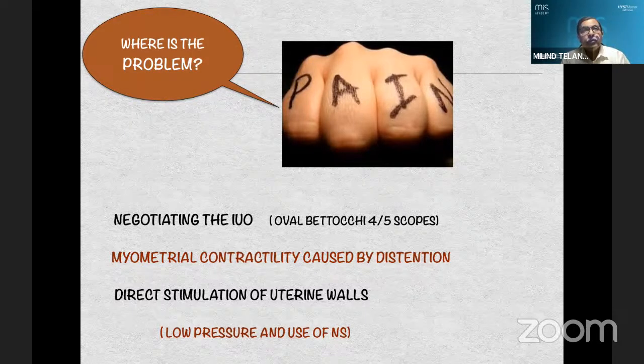Normal saline gives you better vision. The flow is continuous flow, so it comes out continuously. You can add a little bit of suction so that you maintain the distension at adequate pressure so as to see. And these are the techniques wherein you can reduce the pain.